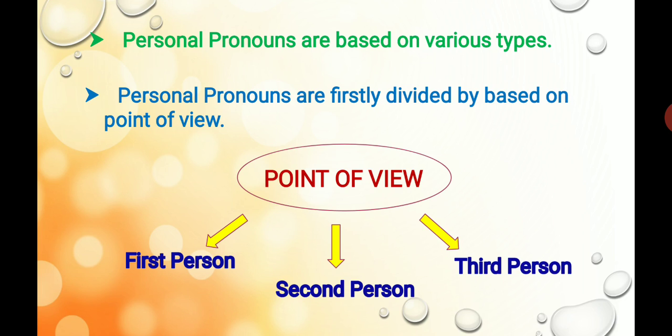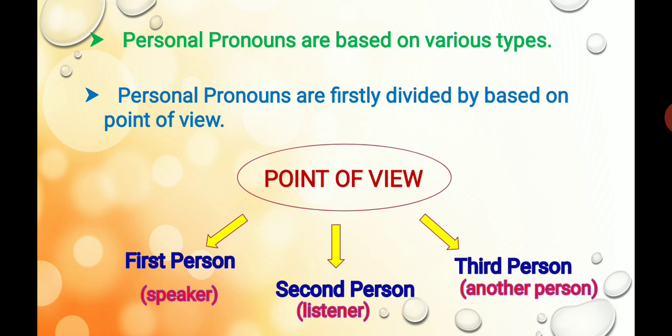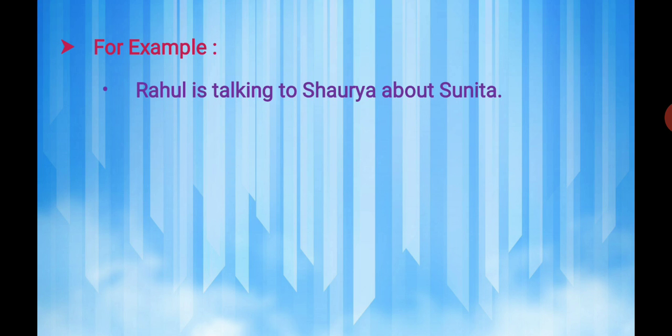So, first person is the speaker of the sentence, second person is the listener of the sentence and third person is the another person. She or he is not present at the time of action, but the first person is talking about the third person with the second person. Let's see an example of it and understand about these persons.